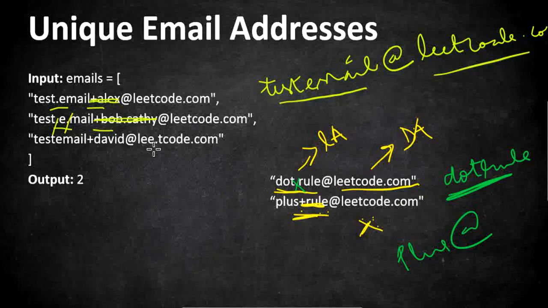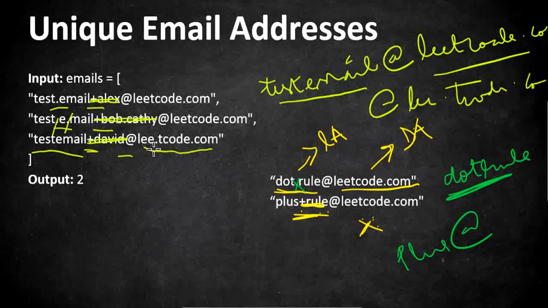Moving to our next one, which has only one plus, we simply ignore it. Now this email address is testemail@lee.tcode.com, because the rules are not applicable to the domain address. They are only applicable to the local address. So this is going to be different. Now there are two unique addresses that are going to receive email at the end. So the output is going to be two.